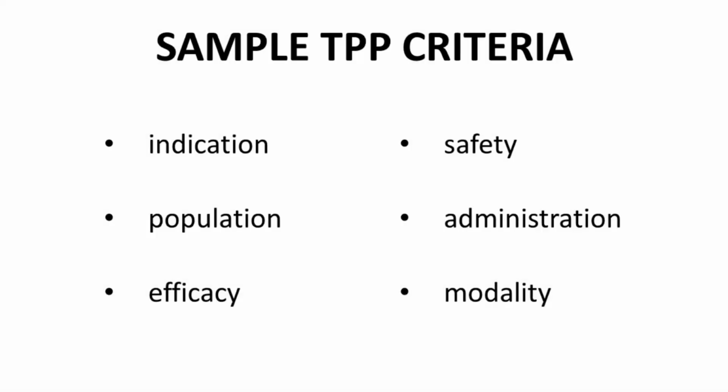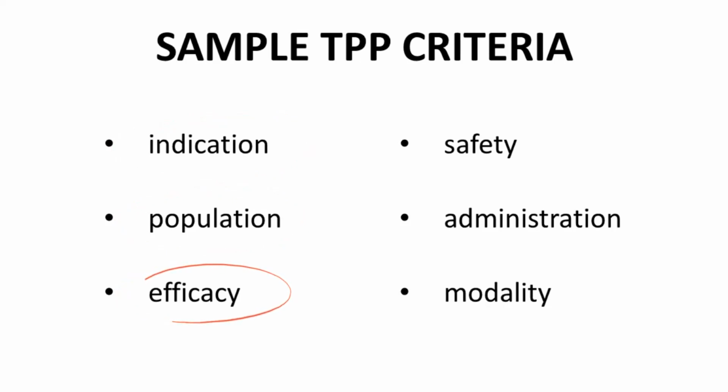Here are some representative categories in a TPP. The profile of each product target will often have two results: an ideal result and a minimally acceptable result. Indication: this is the disease being treated by the drug. Population: for what patient population is the drug being created?